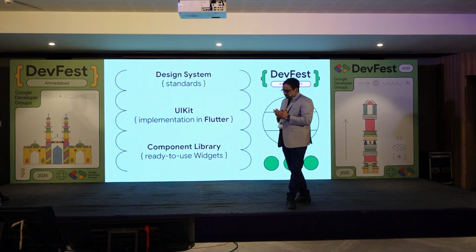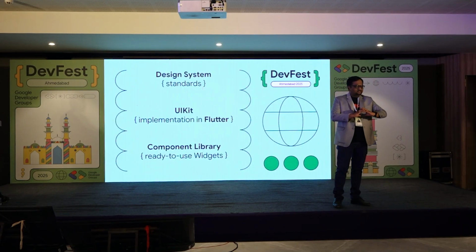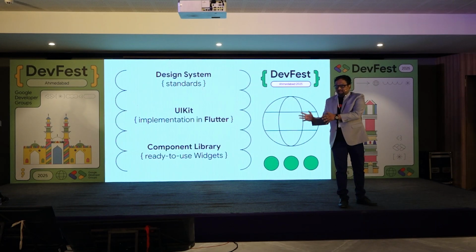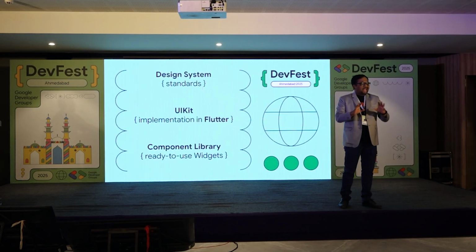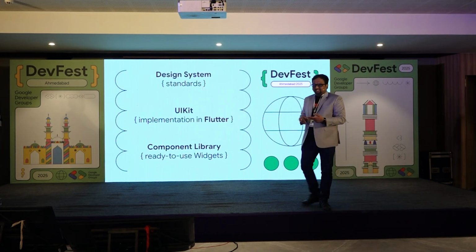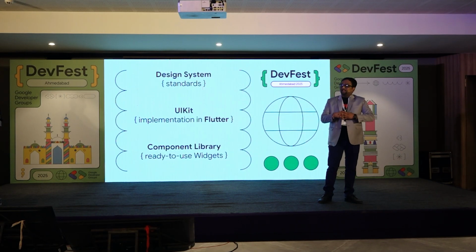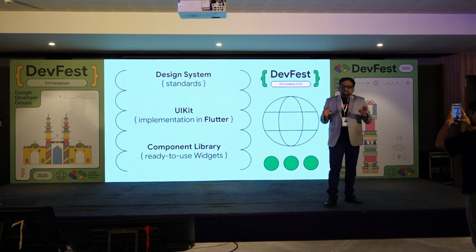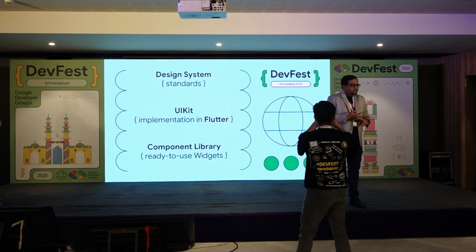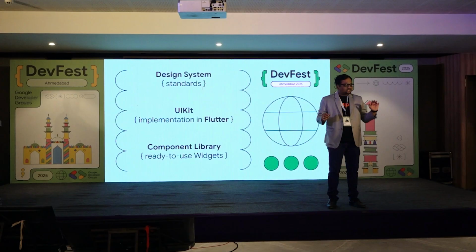Okay, next please. So in short, the design system is the standards. UIKit is just implementation. Right now we are discussing with Flutter, so that's why implementation in Flutter. By the way, design system is platform and language agnostic. It's not that you can only implement it in Android, iOS, or JS. No, it's platform and language agnostic. And the third is component library, which you can use readily. We use Material widget components, elevated button, right? Avatar, scaffold. These are ready to use. That's why it's called component library. We call it Material library, Material widget library.